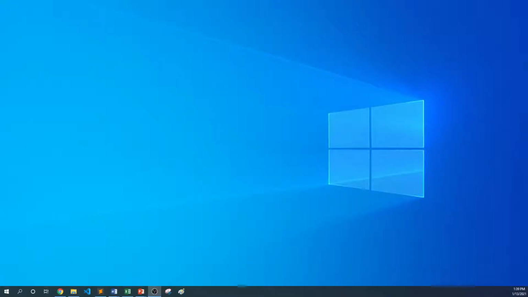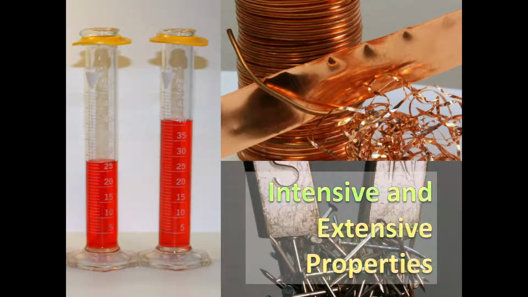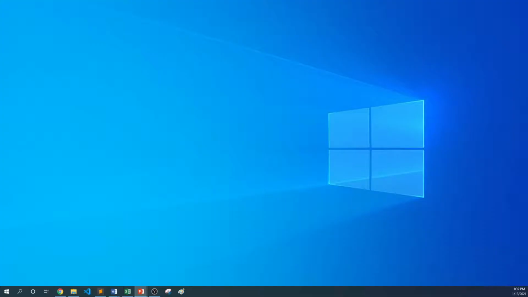Alright, let's go over the new PowerPoint. So, we learned physical versus chemical. Now let's learn the difference between intensive versus extensive. Has anyone ever heard intrinsic? Does anyone know what the word intrinsic means? It's a very common word, at least in the science community. So let me get a definition.